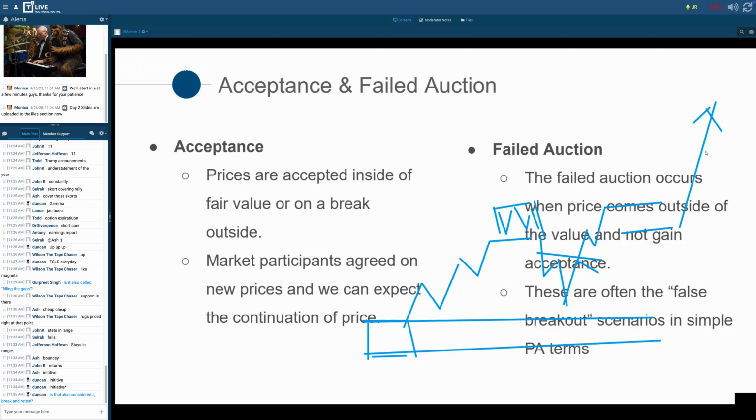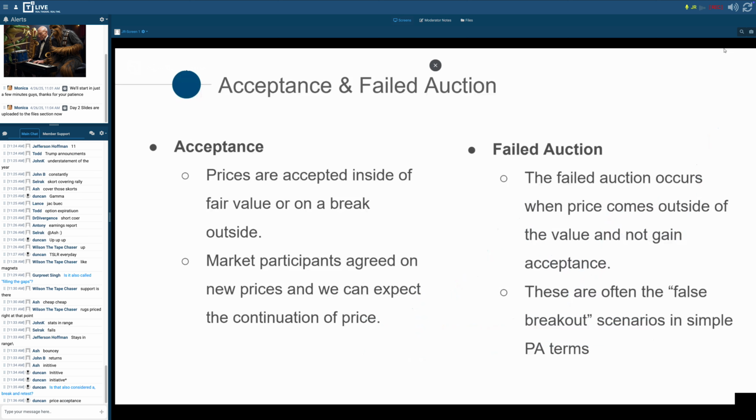Very common failed auctions intraday are, for example, end of day liquidation breaks, which are bear traps. They'll shake you out with one or two candles, and then they'll bounce right back and continue to flag into the close on really, really bullish days. Is that also considered a break and retest? What I'm drawing here.